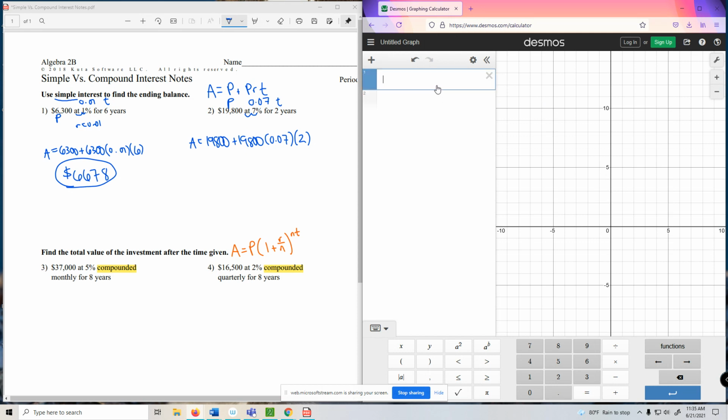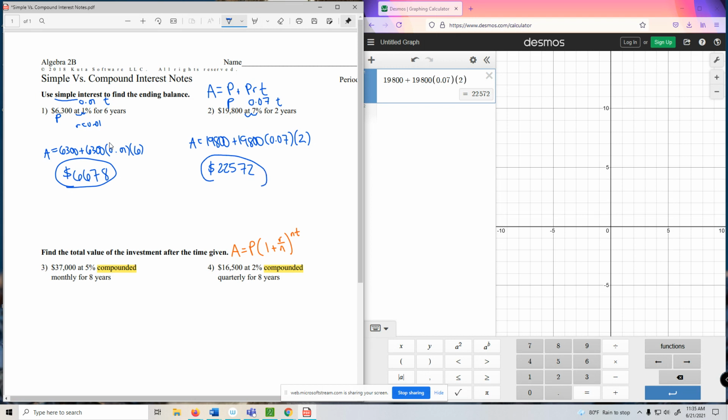So then Desmos that up. Make sure you're typing things in correctly. That's pretty much the only way you can mess these up. And of course, I've modeled what it looks like when you type things in incorrectly there. And so Desmos tells us when we do all of those calculations, we get 22,572. So after 2 years with that lovely 7% interest rate, your account has grown by almost $3,000.